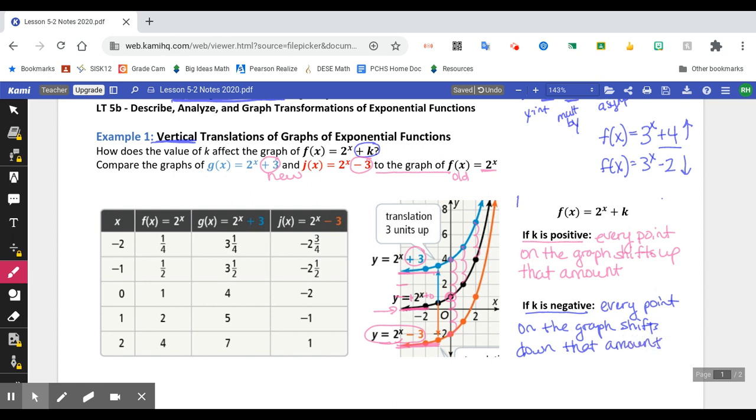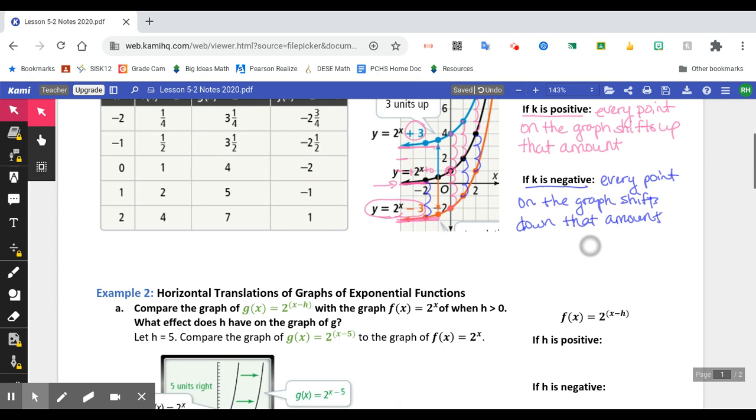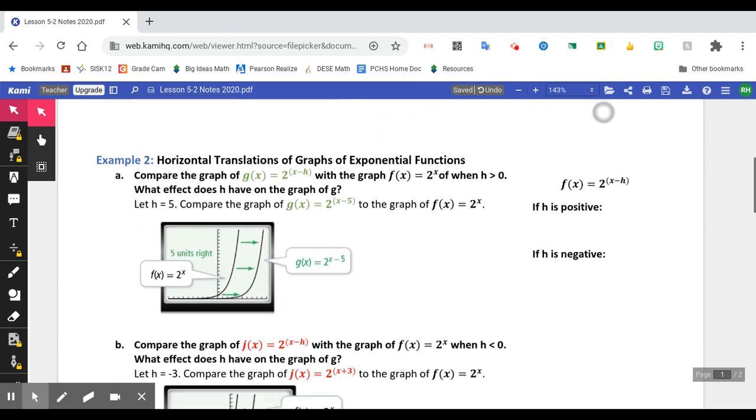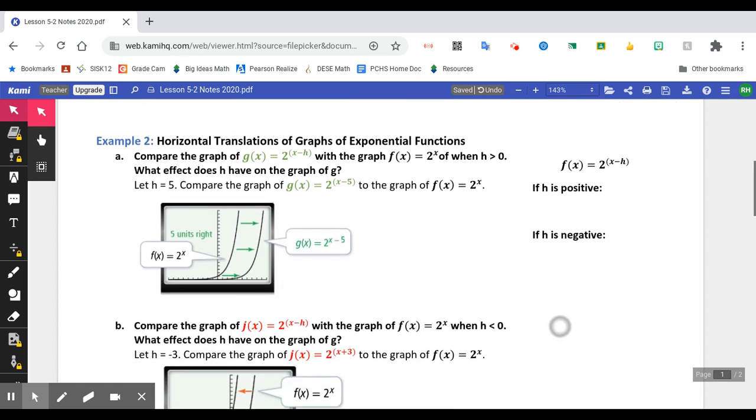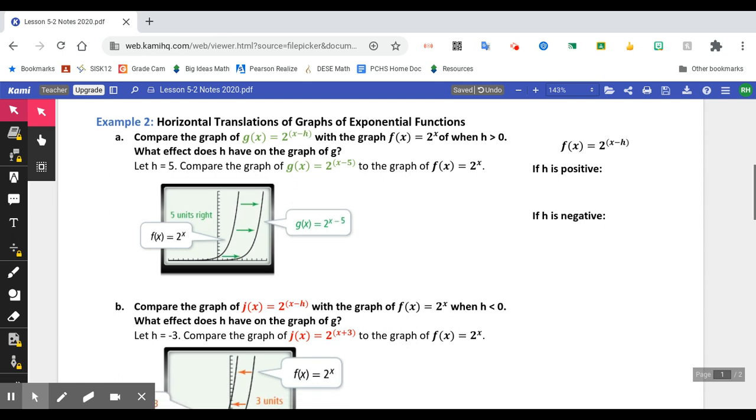Okay? So again, this guy, 1, 2, 3. This guy, 1, 2, 3. So it's shifting that exact same amount for every single point on the graph. That's that k value, or you could call it the c, the asymptote. So that's shifting up and down, vertical transformations.